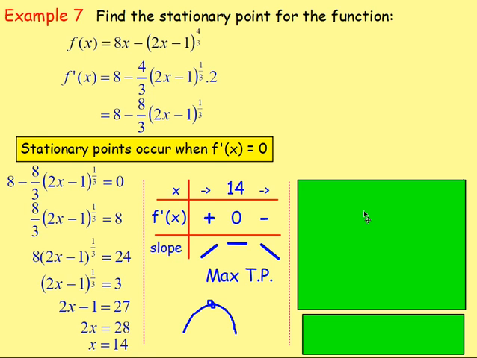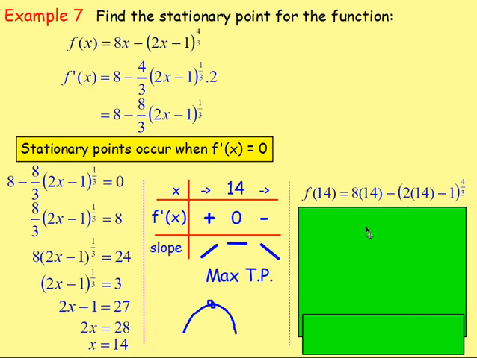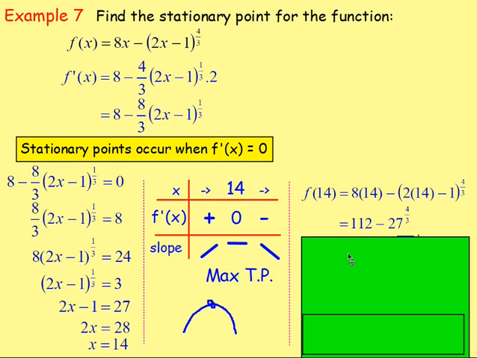To find the stationary point though, well, we know there's a stationary point when x is 14, but we're asked for the actual point, so we want the coordinates, we want the x and the y. How would you go about finding out what y is equal to? Perfect, you sub that into the original equation. So we replace x with 14 to find out what y would be, or f of x. So f of 14 would become 8 times 14 take away, and then in brackets we'd have 2 times 14 take away 1 to the power of 4/3.